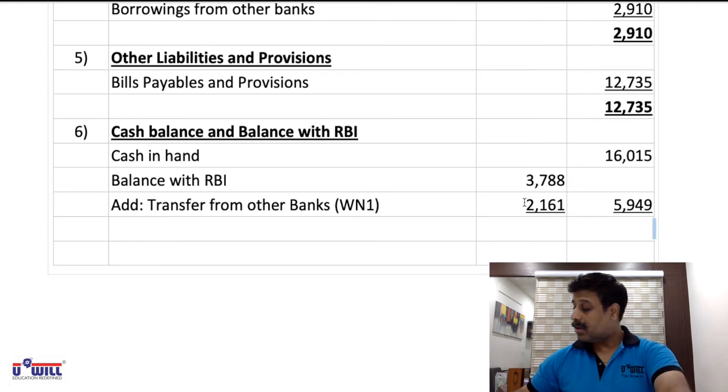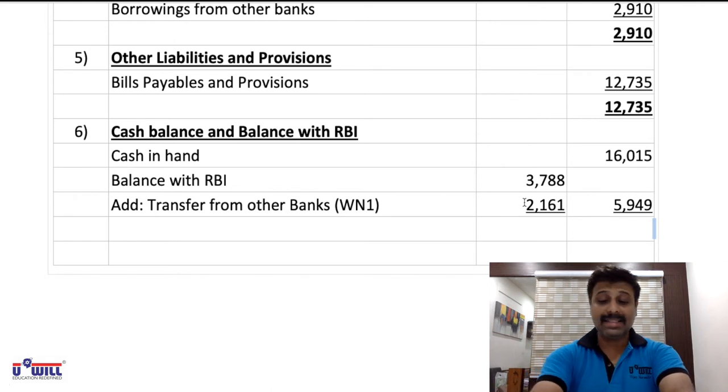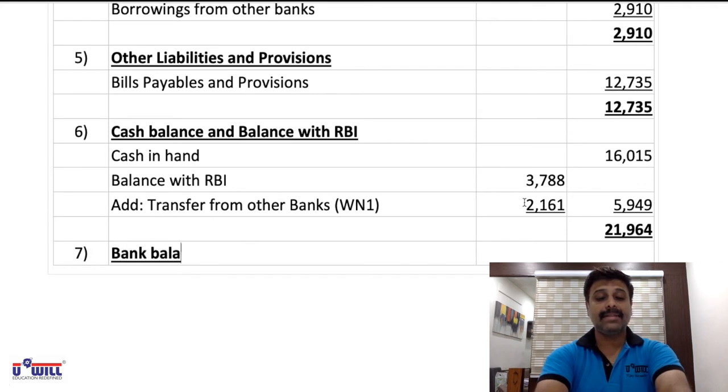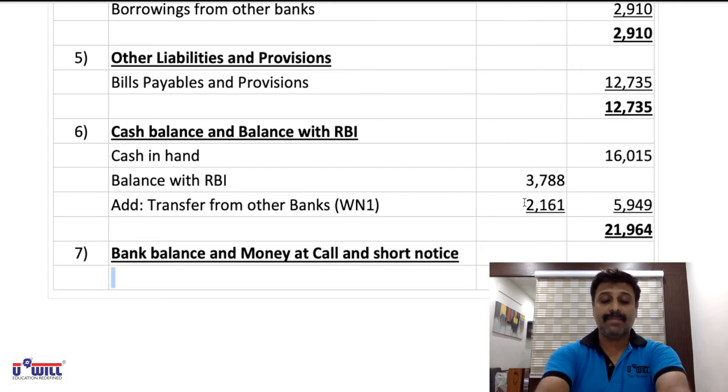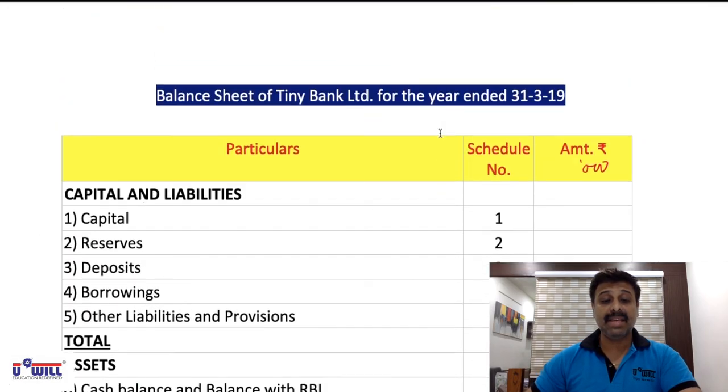Total will be 16015 plus 5949, 21964. Then seventh note, CBI, B stands for bank balance and money at call and short notice. So all the items marked as BM will be shown over here.